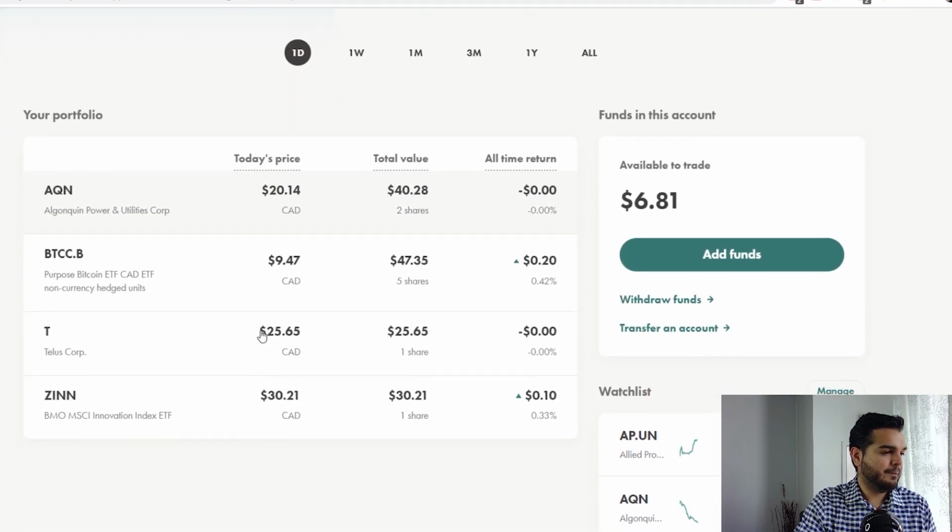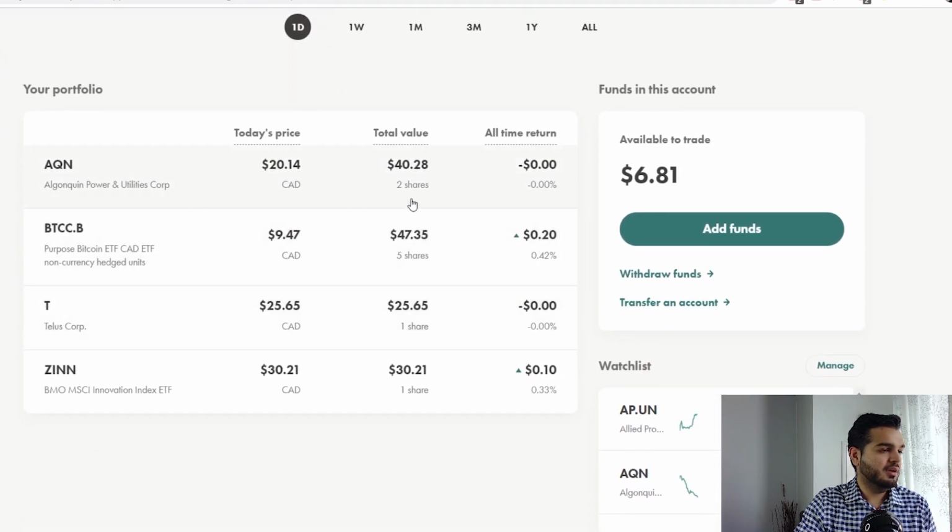what I've done. So you'll see right here, I have 2 shares of Algonquin, 5 shares of BTCC, the Bitcoin ETF, 1 share of TELUS, and 1 share of Zen, the Innovation Index ETF. And I have $6.81 left to trade with. And I'm going to leave that as is for now.